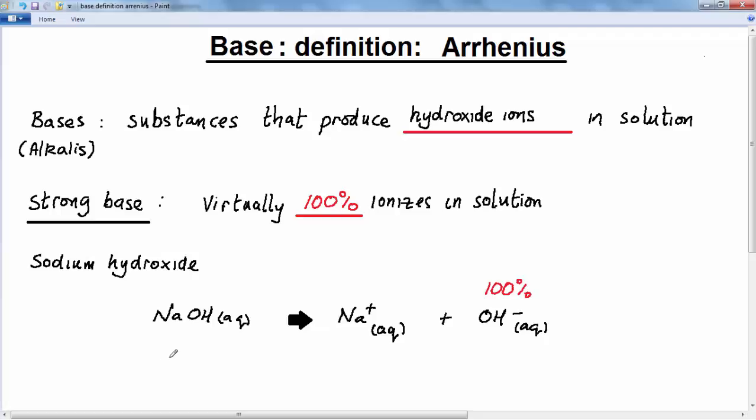And that means that if we start with 1 mole of sodium hydroxide, we add it to water, then we will get 1 mole of hydroxide ions produced. So, the common strong bases are the group 1 bases, for example, potassium hydroxide, lithium hydroxide, and calcium hydroxide, also known as lime water.